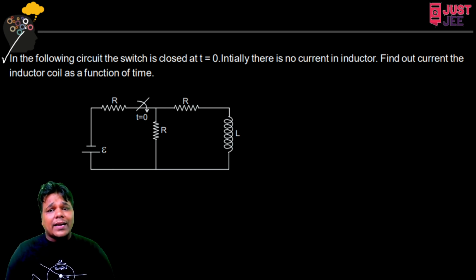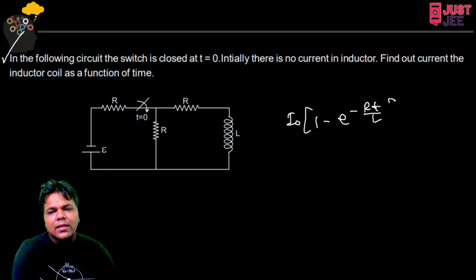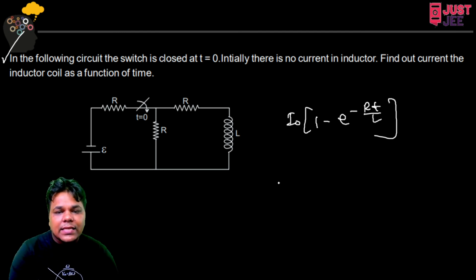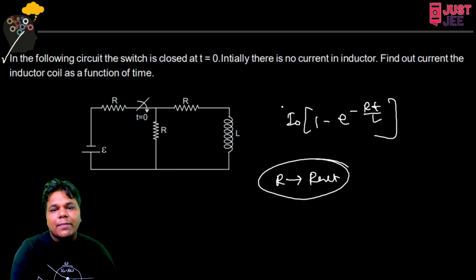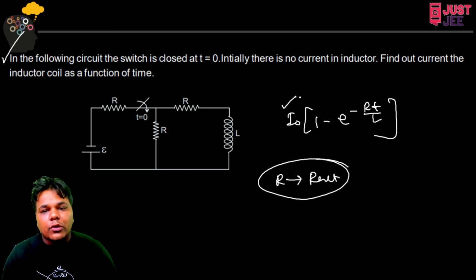Initially there is no current in the inductor. Find out the current in the inductor coil as a function of time. That means current keeps on increasing. So what formula do we have? I naught into 1 minus e raised to power minus Rt by L. That is the formula, right? Now, first point is, instead of R, we replace it with R net. And second point is, for I naught, we need to calculate the maximum amount of current.